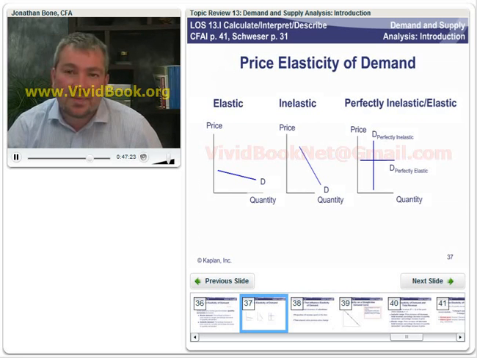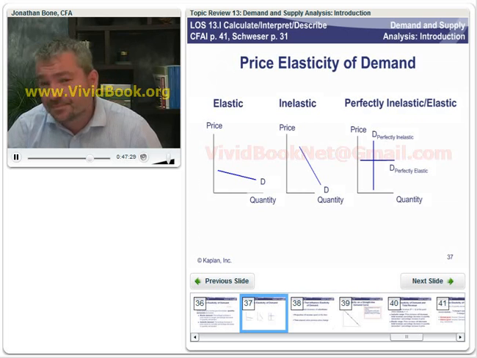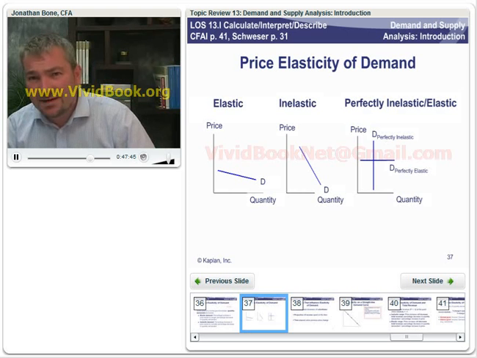Now notice the perfectly inelastic demand there is totally vertical. And we're then saying demand is completely insensitive to price. Price has no effect on demand. Whereas perfectly elastic, we have horizontal. Any change in price leads to demand dropping to zero. We'll come back to perfectly elastic demand when we talk about perfect competition later.